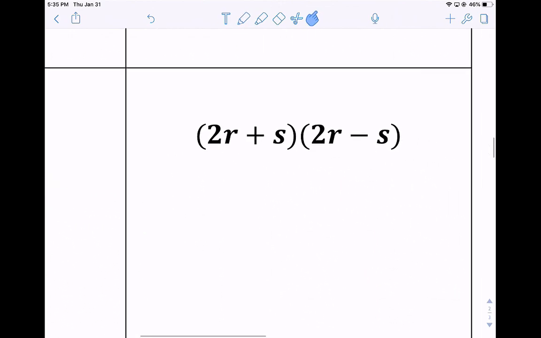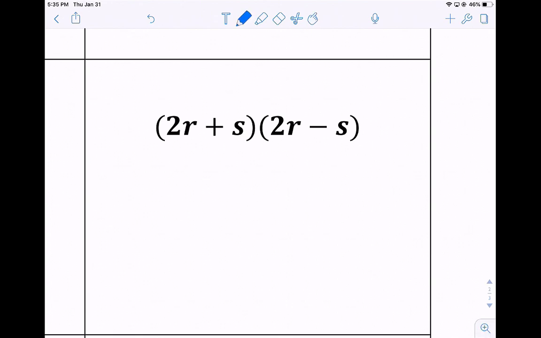And the last one like that, 2r plus s and 2r minus s. So exact same thing, except one's plus, one's minus. So middle pieces cancel out. So I need the first piece, 2r times 2r is 4r squared. And I need the last piece, s times -s is -s squared. So again, difference of two squares. So perfect square, perfect square.